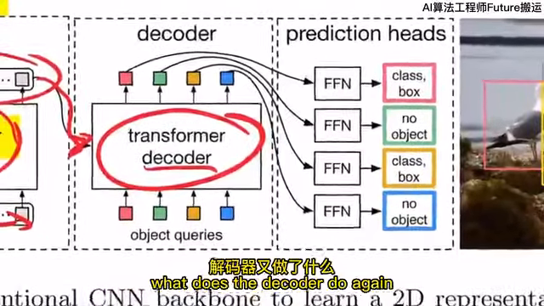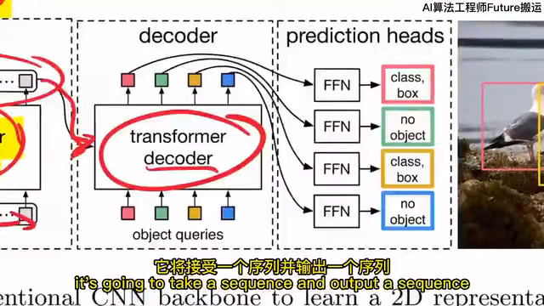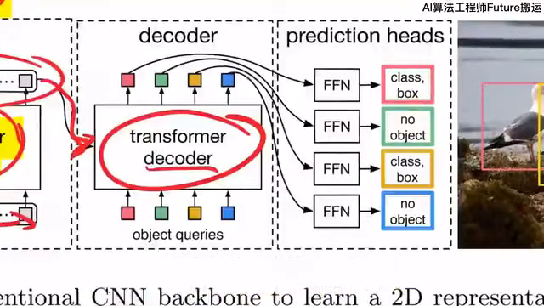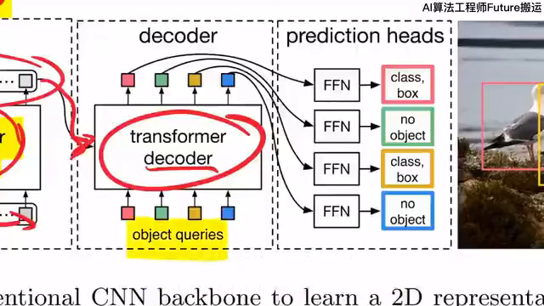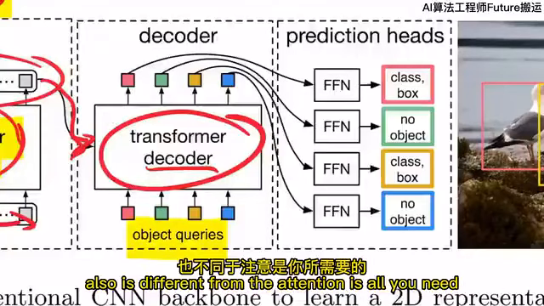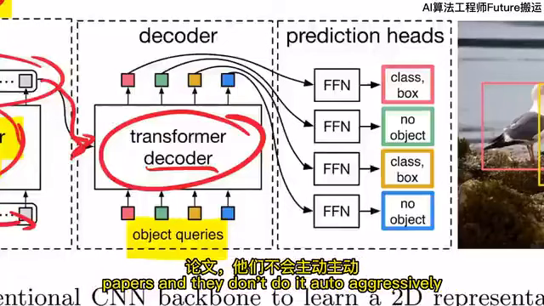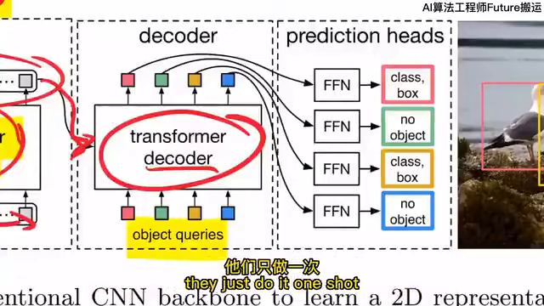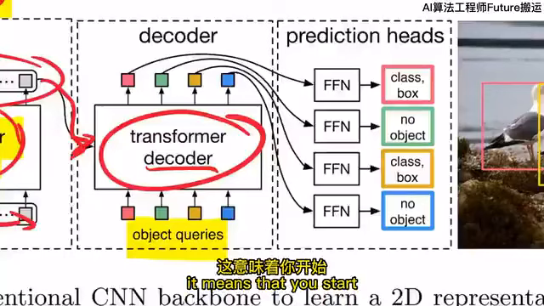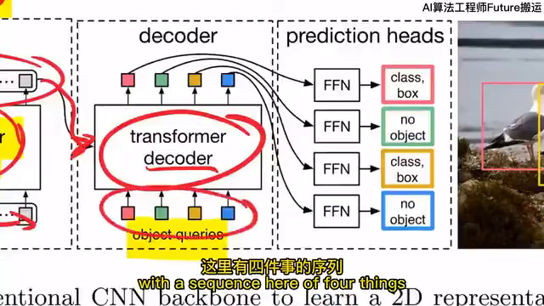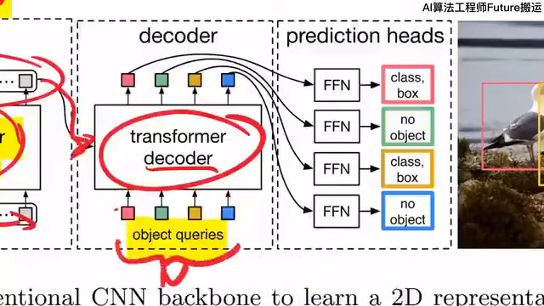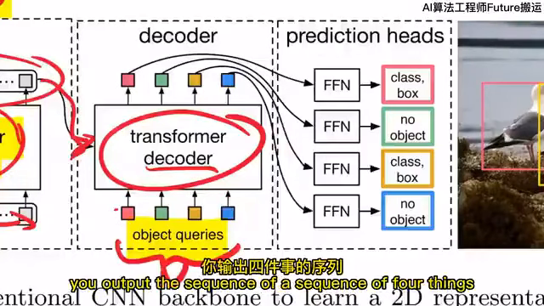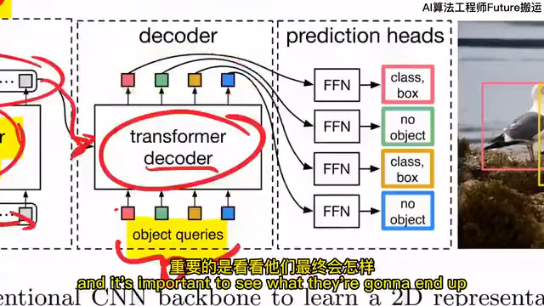What does the decoder do? Again, since it's a transformer, it's going to take a sequence and output a sequence. The sequence it takes is right here, what they call object queries. And this also is different from the Attention Is All You Need paper, in that they don't do it autoregressively, they just do it one shot. What does that mean? It means that you start with a sequence of N things, and you output a sequence of N things.